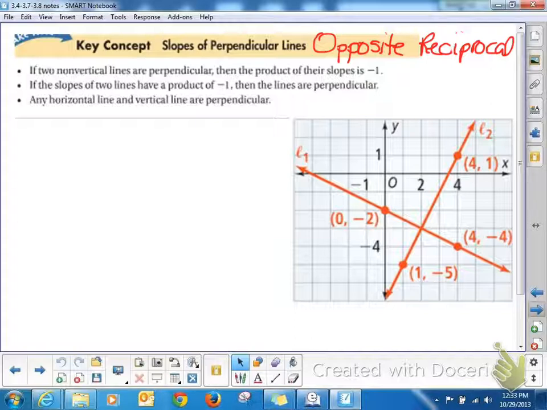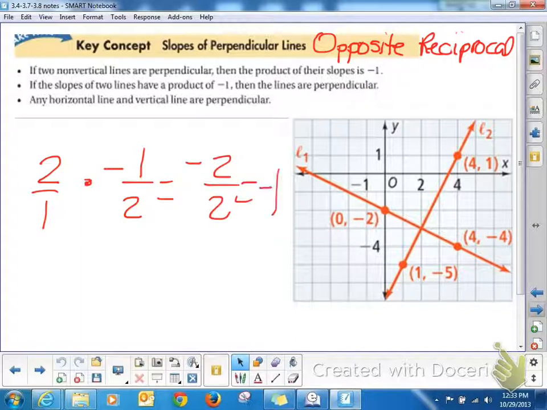When you multiply two opposite reciprocal numbers together, so say I have 2 times -1/2. Well, 2 is over 1. Every whole number is over 1. When I multiply this straight across, I'm going to get -2 over 2, so it's -1. So opposite reciprocal means that when you multiply them, the product will be -1.